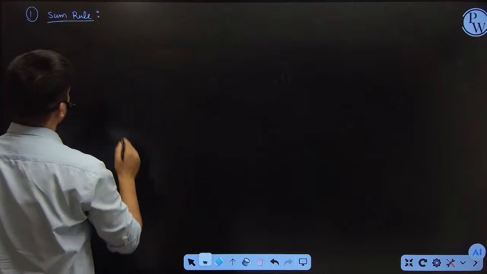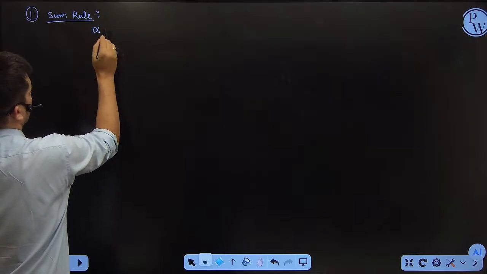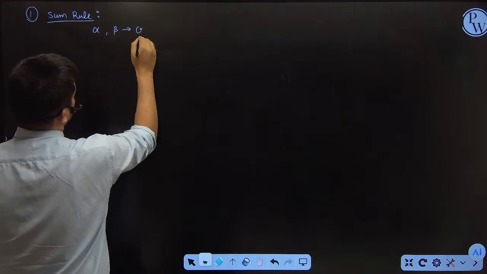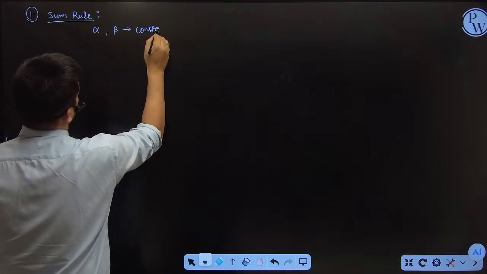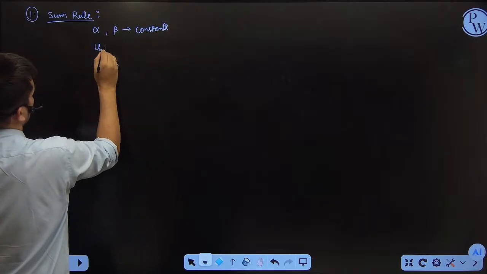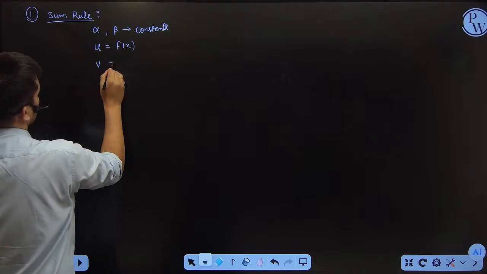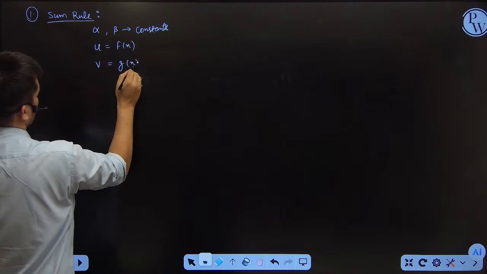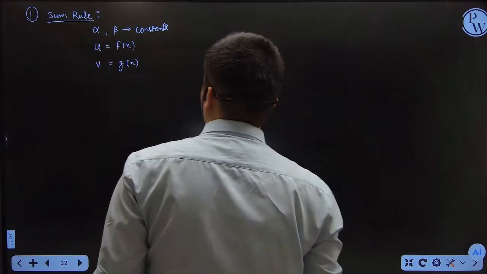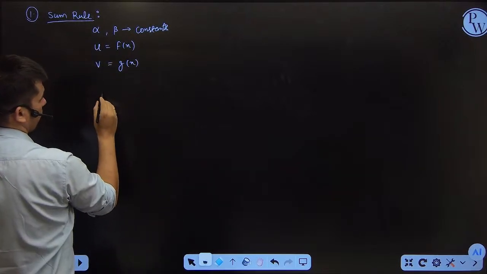Before going into this, let me define some parameters that I'm going to choose here. Alpha, beta, these I'm going to take as constants. Then u, I'm calling it f(x). V, I'm calling it g(x). What do you mean by f(x) and g(x)? They are different functions of x. Okay. Fine. So using all these assumptions, I'm going to write down these rules.